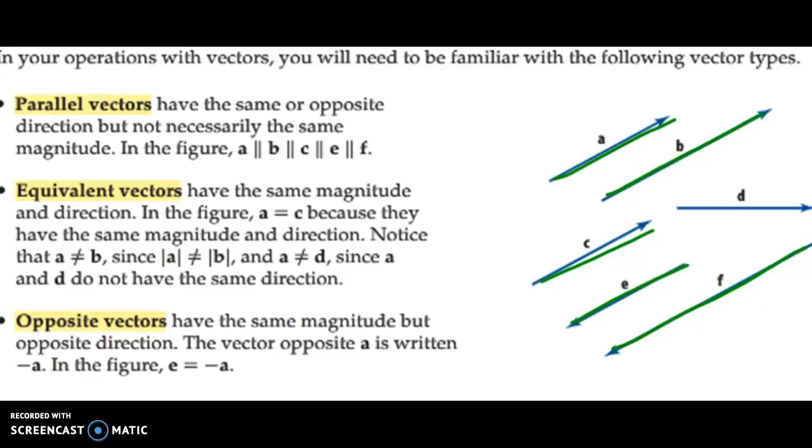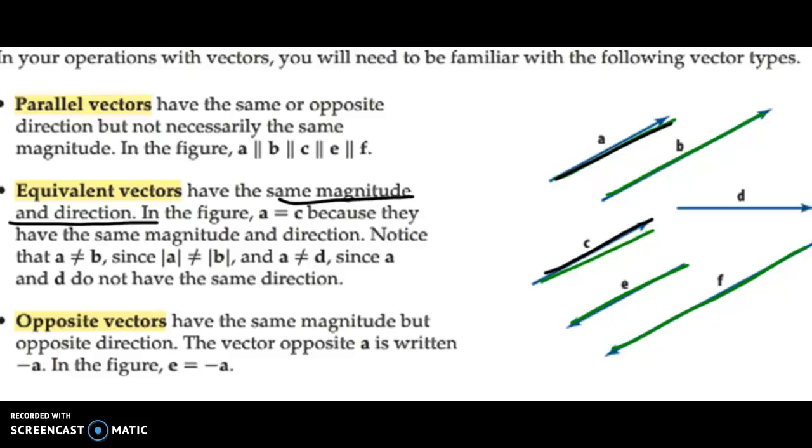Equivalent vectors have the same magnitude and direction. Okay, they have to have both the same magnitude and direction. So A and C would be same magnitude, but notice A is not the same as E because E is going the opposite way. It's not the same as B because B is longer, it's got a bigger magnitude. Okay? So those are the only ones, A and C are the only ones that are equivalent.